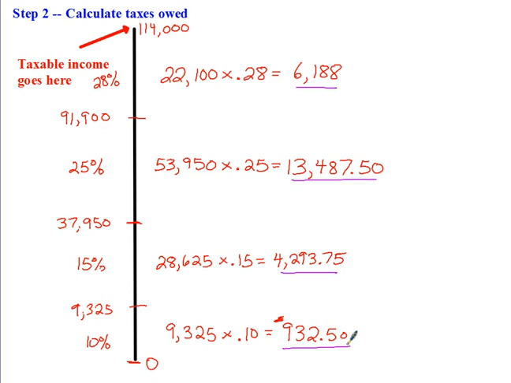So let's see, I got 6,188 plus $13,487.50 plus $4,293.75 plus we still have that $932.50 at the bottom. Total taxes owed $24,901.75. Okay, lots of taxes to be owed.